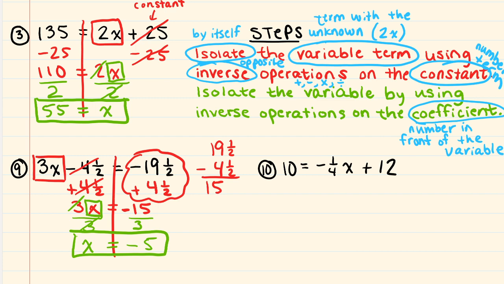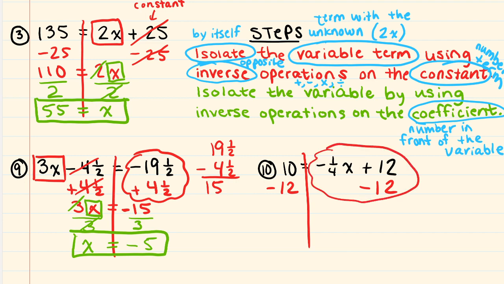Alright, last problem. Isolate the variable term using inverse operations on the constant. The opposite of addition is subtraction. So we got to do that to both sides. The right-hand side is pretty easy because the plus 12 and the minus 12 undo each other. So I pretty much just bring that -1/4 x down. And over here on the left, 10 minus 12 is -2.